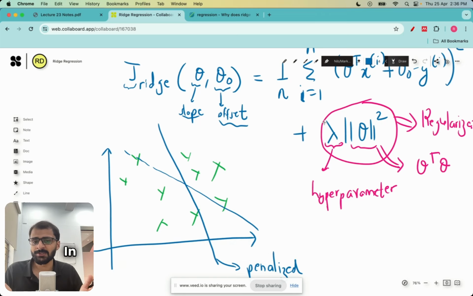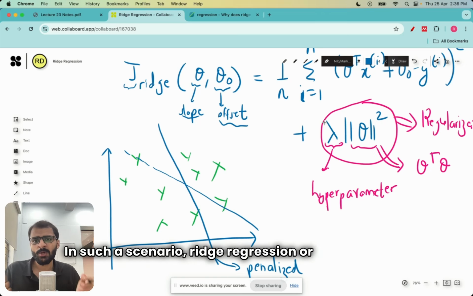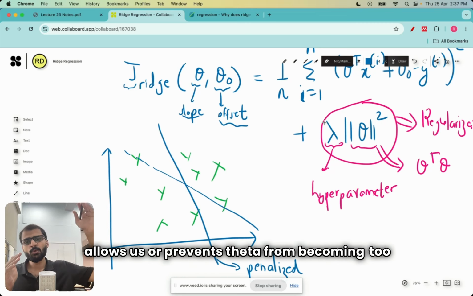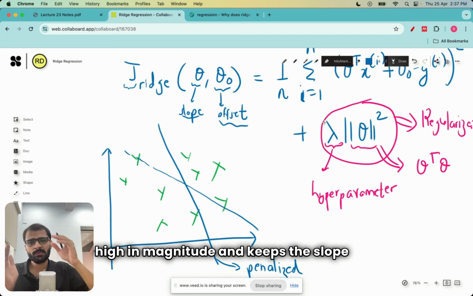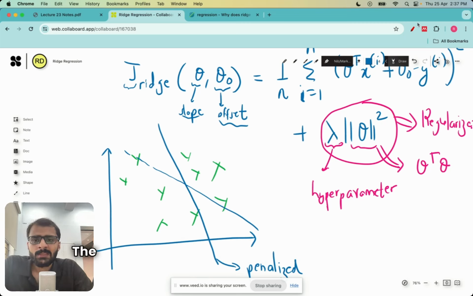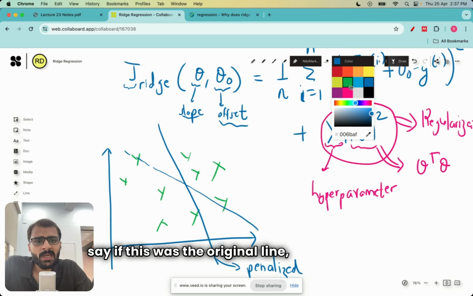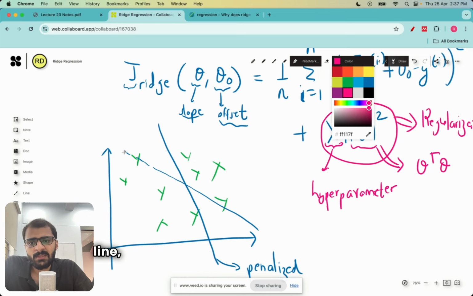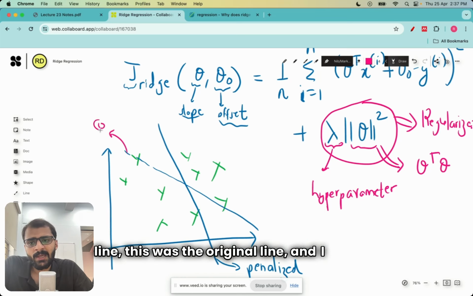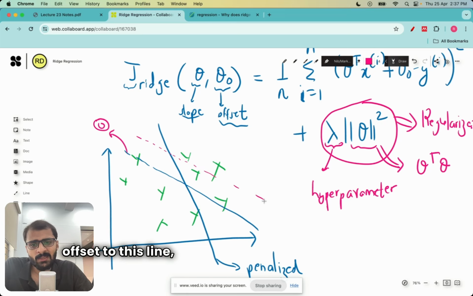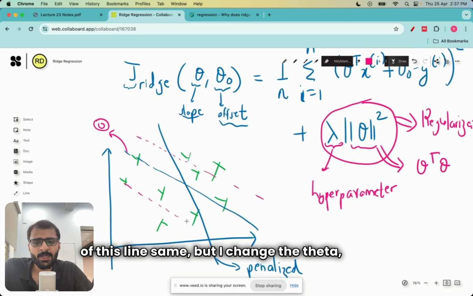So we should be careful in such a scenario. Ridge regression or regularization prevents theta from becoming too high in magnitude and keeps the slope low. The second thing we are saying is, let's say this was the original line, and I told you that if it's rotated, we will penalize it. But if I add an offset to this line, which means I keep the slope of this line the same, but I change the theta naught.